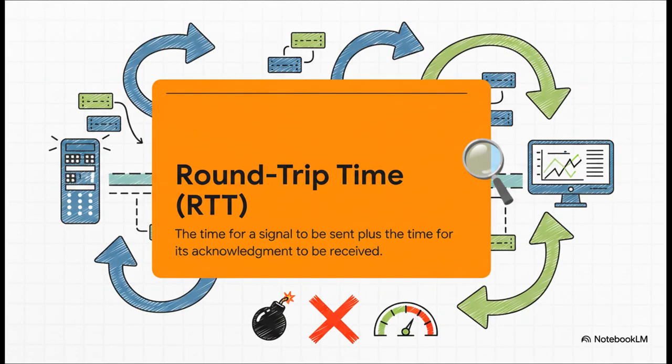Okay, before we get to the absolute killer feature, let's just quickly define one thing: round trip time, or RTT. All it is is the time it takes for a packet to get to its destination and for an acknowledgement to come back. It's just a fundamental way to measure the health of your network. Just keep that in mind.